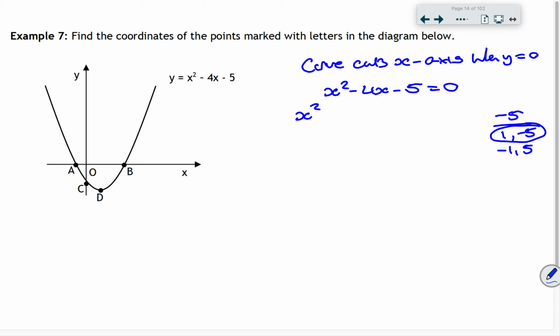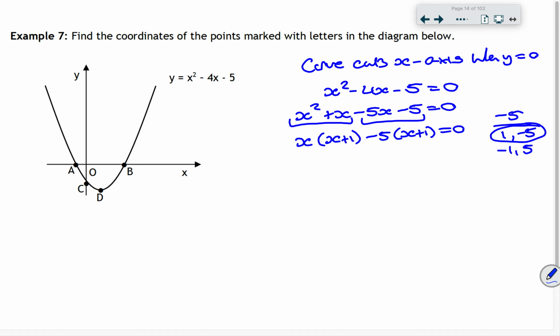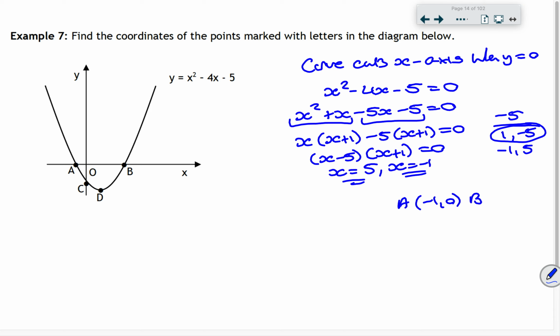So we have x squared plus x minus 5x minus 5 is equal to 0. Common factorise, common factorise. So it'll be x bracket x plus 1 minus 5 bracket x plus 1 equals 0. So we get x minus 5, x plus 1 is equal to 0. So x is equal to 5 and x is equal to negative 1. So that means that A is going to be the point negative 1, 0, and B is going to be the point 5, 0.